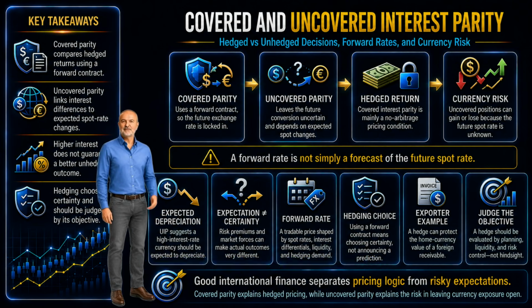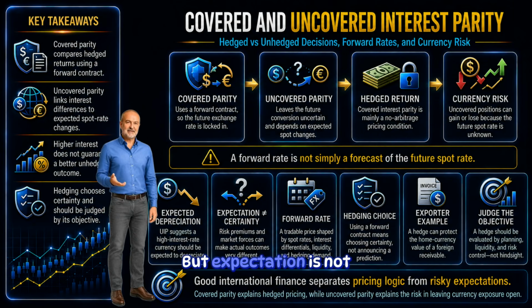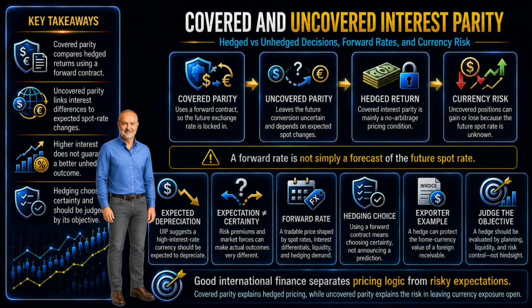Uncovered interest parity leaves the future currency conversion uncertain. It relates interest rate differences to the expected change in the future spot rate. Its intuition is that a currency offering a higher interest rate should be expected to depreciate enough to offset that advantage. But expectation is not certainty.